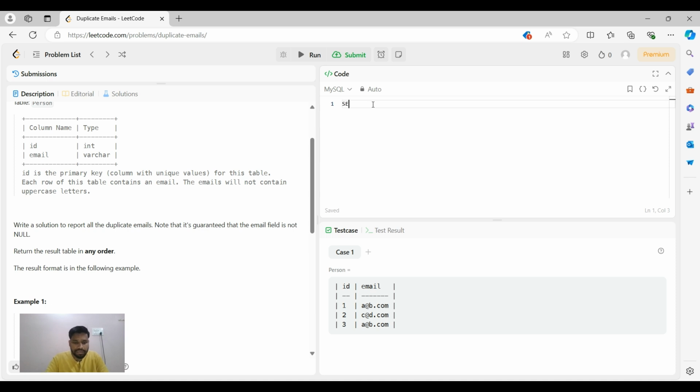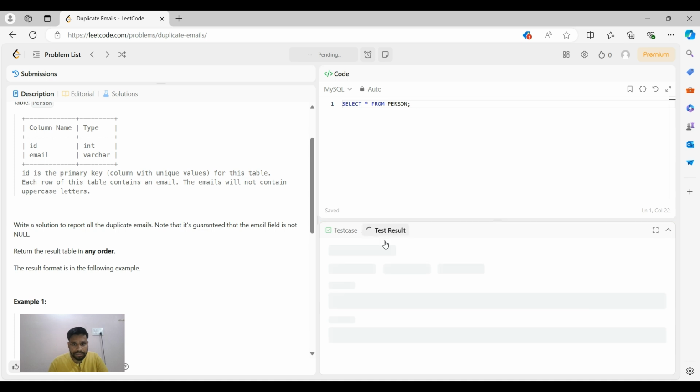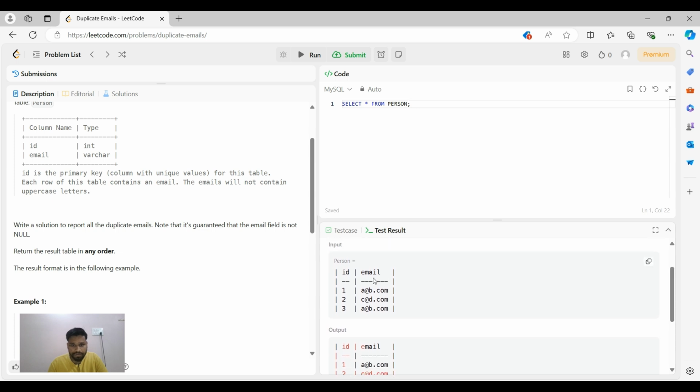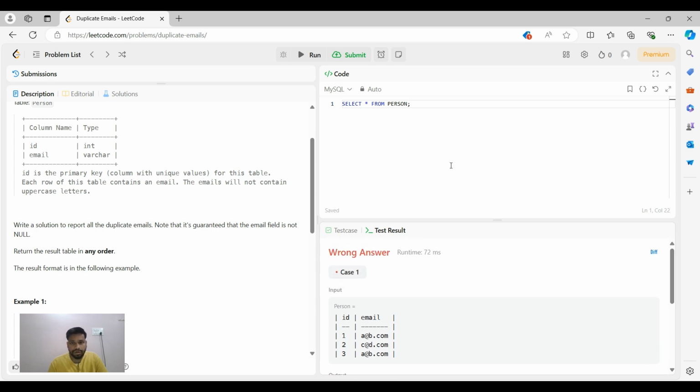First of all, let's see how the data looks. Select everything from person. If I run it, it's not the correct output, but I'm displaying the data. So this is the input given. If you see over here, we have three different IDs, 1, 2, 3, and we have two different emails. If you look at the email a@b.com, it's the duplicate email because the same email has repeated two times. So essentially our intention is to output this email which is repeating more than one time.